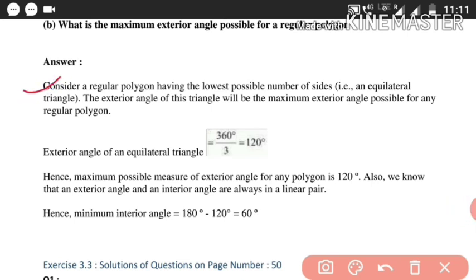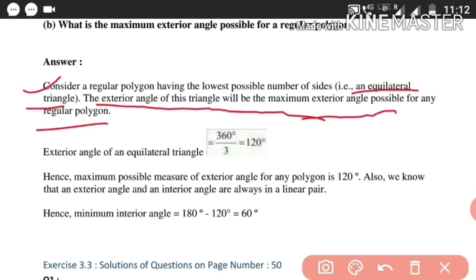Now consider a regular polygon having the lowest possible number of sides. The lowest possible number of sides for a polygon is 3, isn't it? A triangle, that is an equilateral triangle. The exterior angle of this triangle will be the maximum exterior angle possible for any regular polygon.